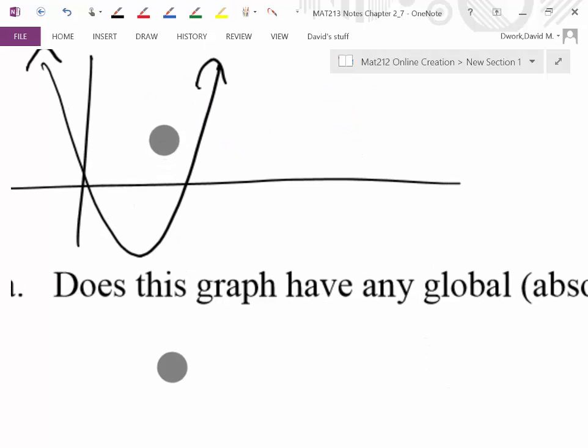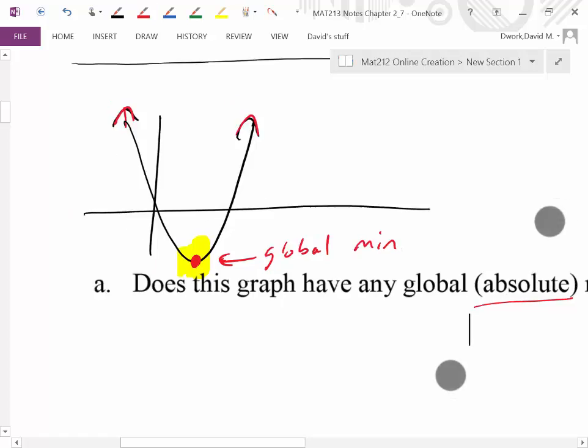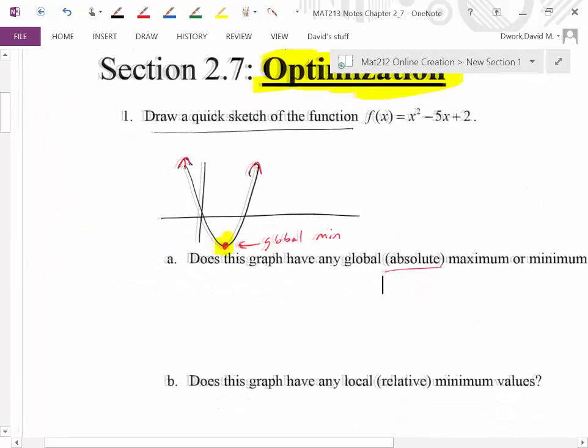Well, we can see by looking at our graph, it's got a min right there, right? And it would be right at the bottom. And is this a global minimum? Well, yes, it is, because no matter where you go on this graph, it's always going up. So therefore, there's never anything lower than this. So this would be a global min, aka absolute min. So yes, it does have a global min.